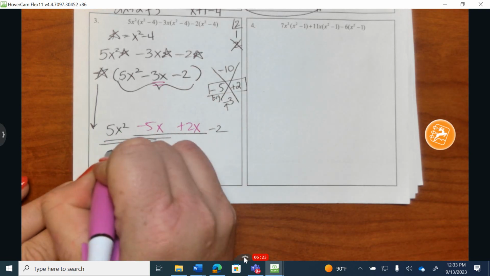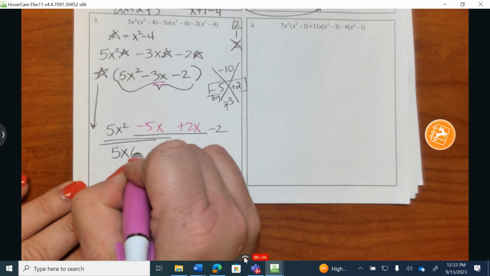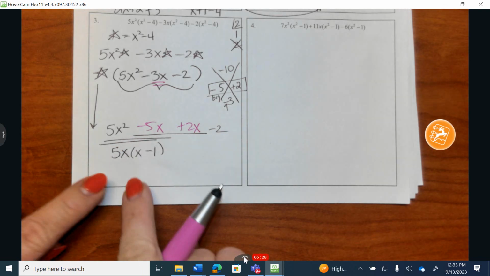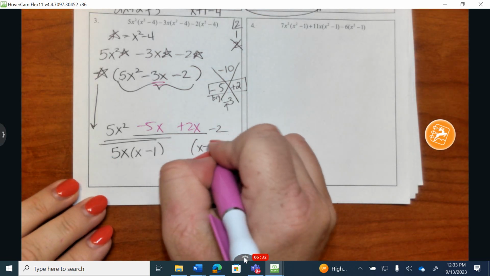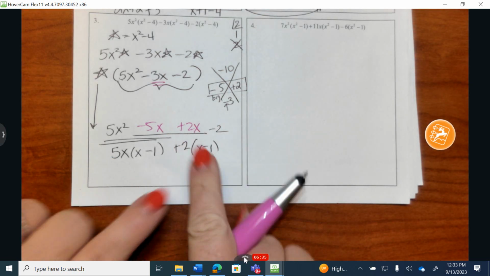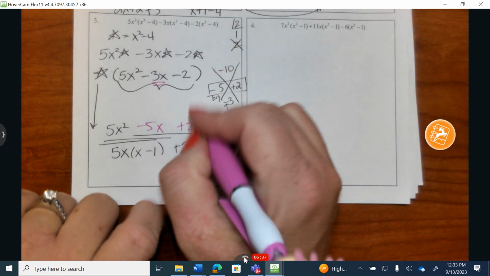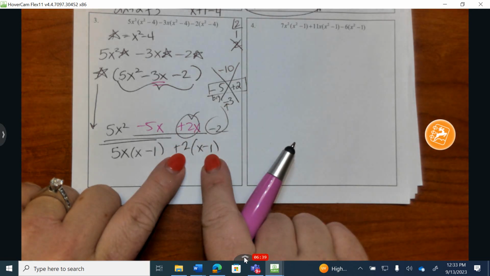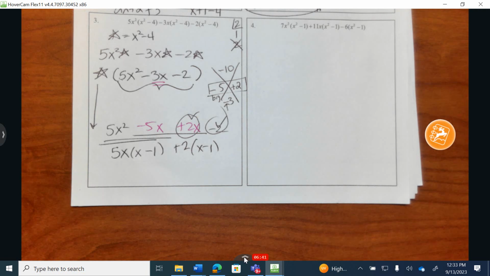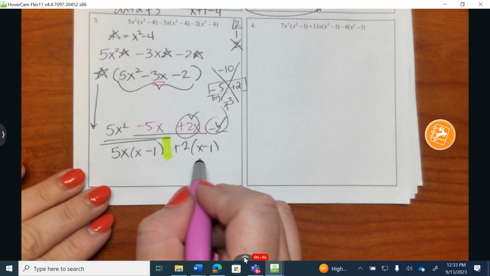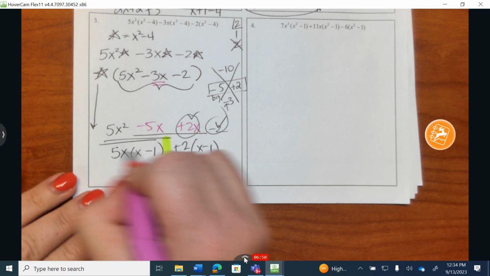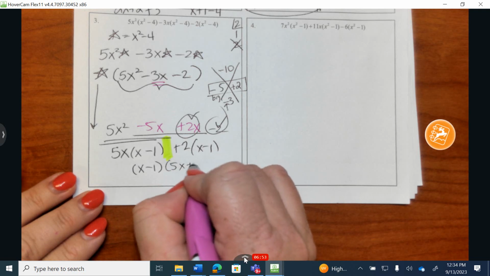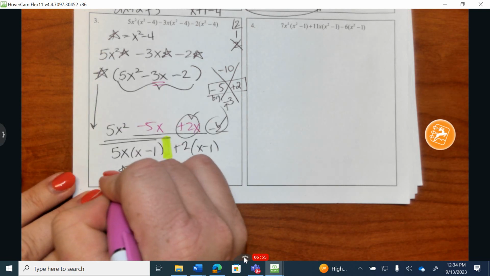In the first group, I can factor out a 5x. I'd be left with x minus 1. Let's make sure. 5x squared minus 5x. In the second group, I have positive 2x minus 2. The front and the back contain x minus 1. In front of the first is 5x, in front of the second is a positive 2. And don't forget we had the star.